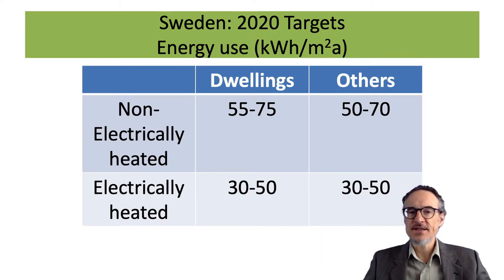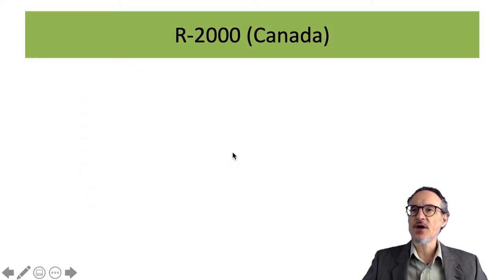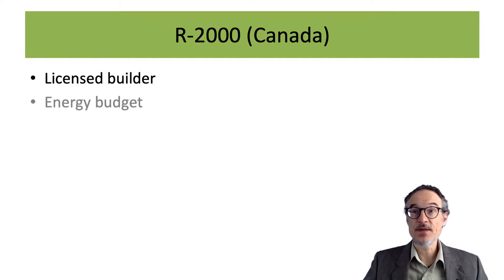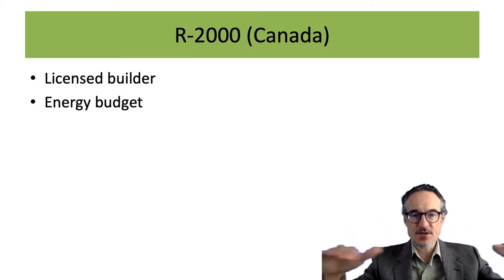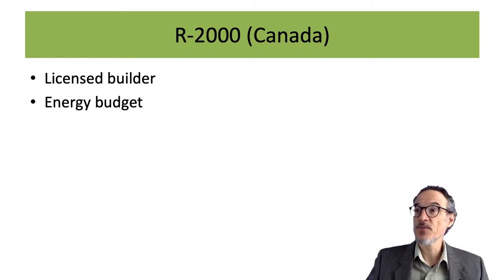Because the electricity needs to come from somewhere. The Canadian R2000 standard, this is back in 1981, also requires that the builder, the person building the house, is licensed, that he knows the standard. This standard has an energy budget, so there's a total amount of energy that you need to use less than this overall. How you do that depends on calculations.